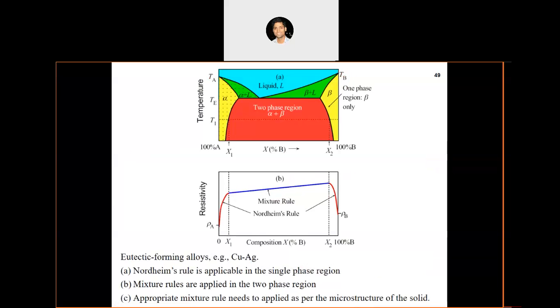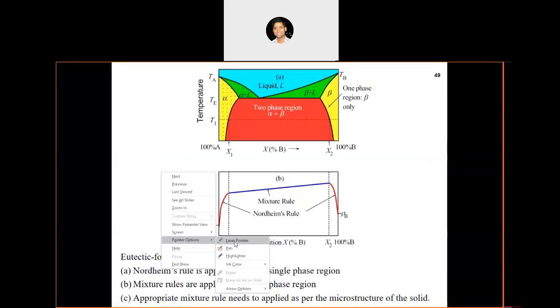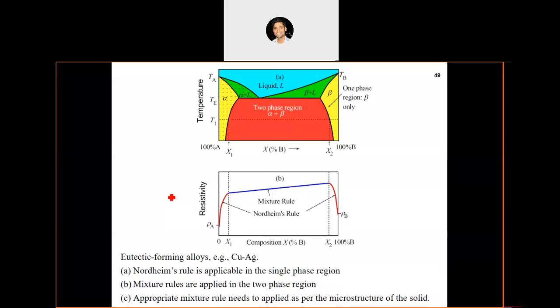And we saw this picture, right? Towards the end, we saw that when we are in the single phase region, basically the solid solution region, then the resistivity will be given by Nordheim's rule. And when we are in the two phase region, alpha plus beta region, then the resistivity will be given by the mixture rule, right? So these things we already saw in the last class.